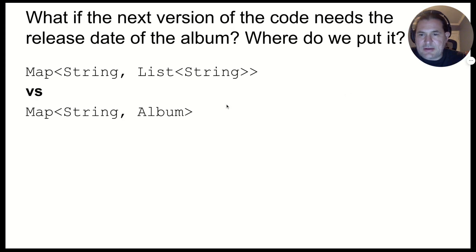Now, why is this better? Well, think about this. What if the next version of the code, before we just needed the song titles, now we need the release date of the album? Well, if we've got the first situation, a map from string to a list of strings, where do we put the release date? Do we just make another map from string to release dates and then remember that they're related? We could do that, but it's ugly.